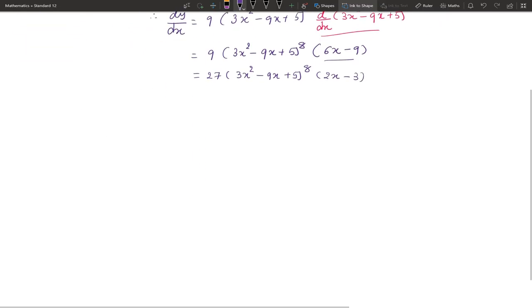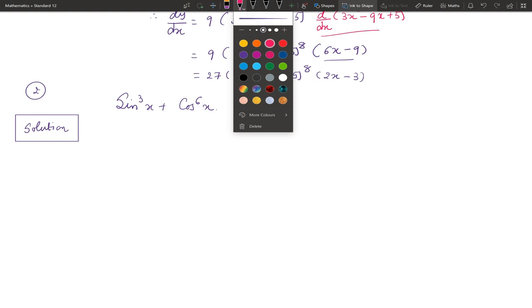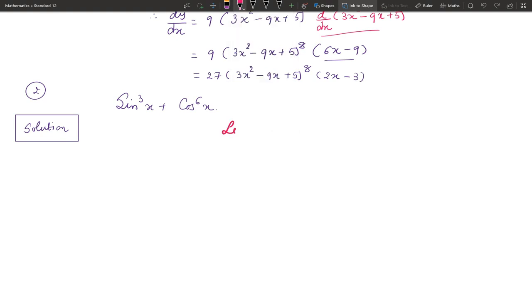Next one, same thing, differentiate with respect to x. Sin cube x plus cos raised to 6x. So solution, let y equal to sin cube x plus cos raised to 6x.